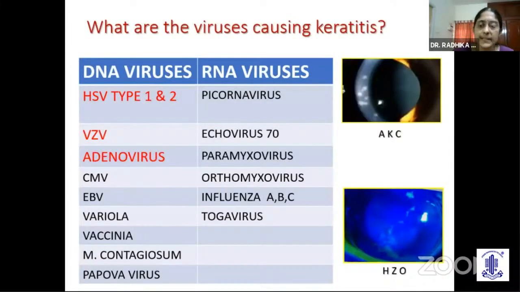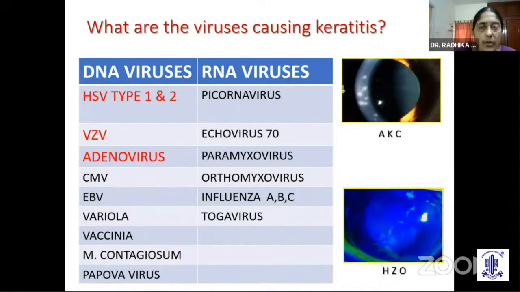The commonest keratitis that we see is adenoviral keratoconjunctivitis. You can see the picture on top showing the classic aftermath of nummular corneal scars. The picture below shows you herpes zoster ophthalmicus, which is a rare clinical entity with its tiny dendrites.